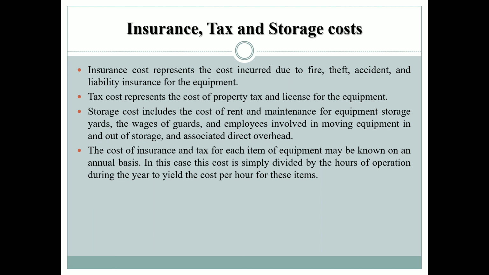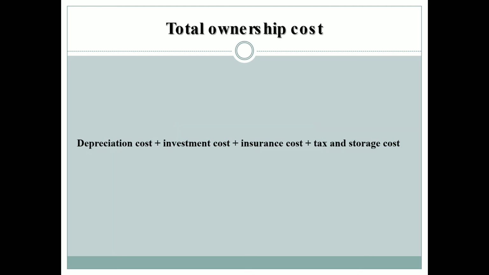The cost of insurance and tax for each item of equipment may be known on an annual basis. So always these costs, insurance, taxes and everything, we will calculate on an annual basis. In this case, this cost is simply divided by the hours of operation during the year to yield the cost per hour for these items. So finally, total ownership cost is nothing but the sum of depreciation cost, investment cost, insurance cost, and tax and storage cost. If you add these four, finally you will get the total ownership cost.